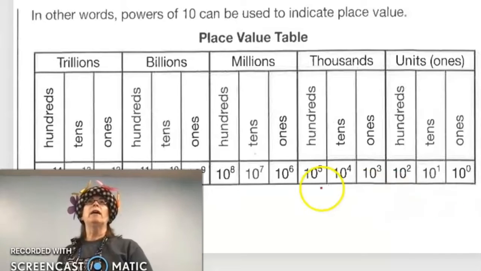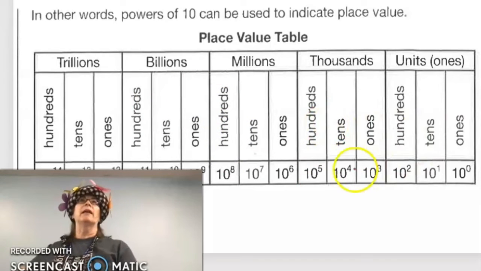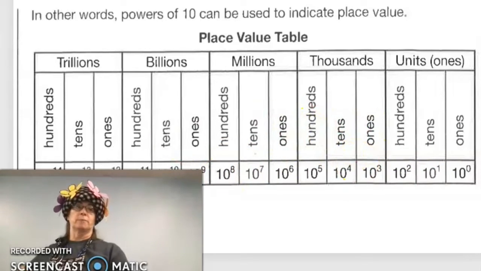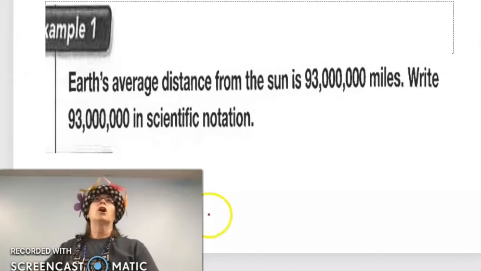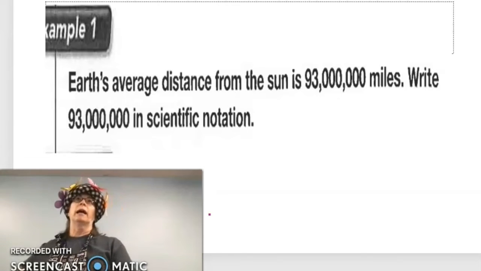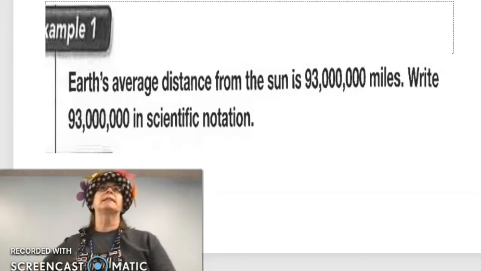Okay, so we are going to be using this. In other words, if we're talking about something that's in, this one was in the 100 millions, and it was 10 to the 8th. Okay, so this is just kind of a little cheat chart, but what I always do is just count decimals. Okay, so Earth, example 1. Earth's average distance from the sun is 93 million miles. Write 93 million in scientific notation.